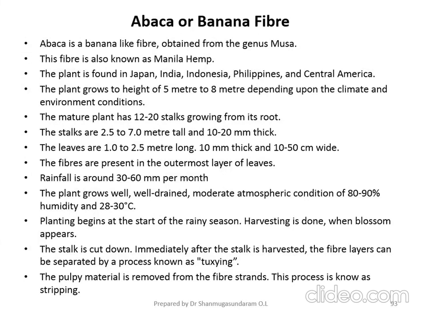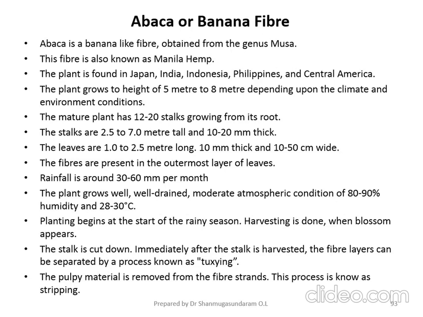The leaves are 1 to 2.5 meters long, 10 mm thick and 10 to 50 centimeters wide. Please look at the parameters of the leaves like length, thickness and then width: 1 to 2.5 meters long, 10 mm thickness and 10 to 15 centimeters wide. The fibers are present in the outermost layer of the leaves.